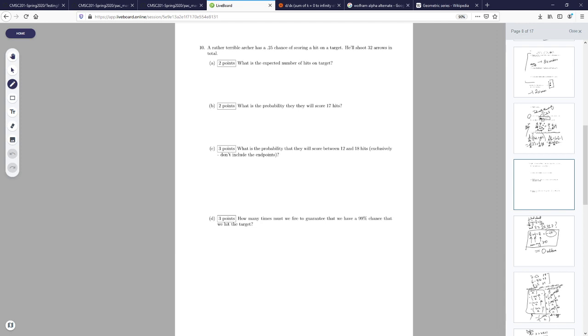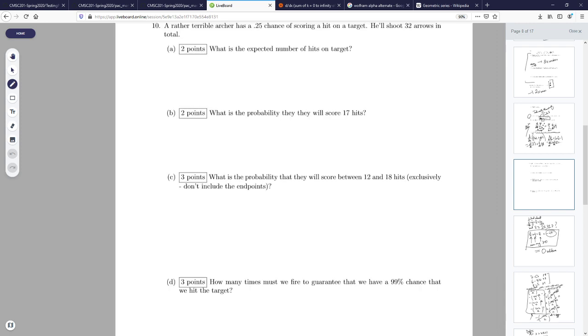Well, then it's a perfect time. Okay, and then this one is straight up binomial distribution. And I don't want to cover it.